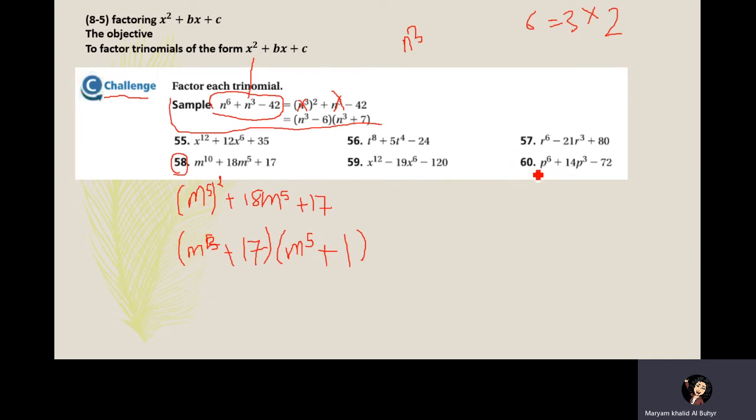One more, just to show you, if we have, for example, they did not give more than one variable. That's exactly the same as the sample we have here. So you can say p to the power 3, all this to the power 2, plus 14 p to the power 3 minus 72. So what are the two numbers? Once I multiply them, I will get 72. Once I add them, I will get 14. What are these two numbers?